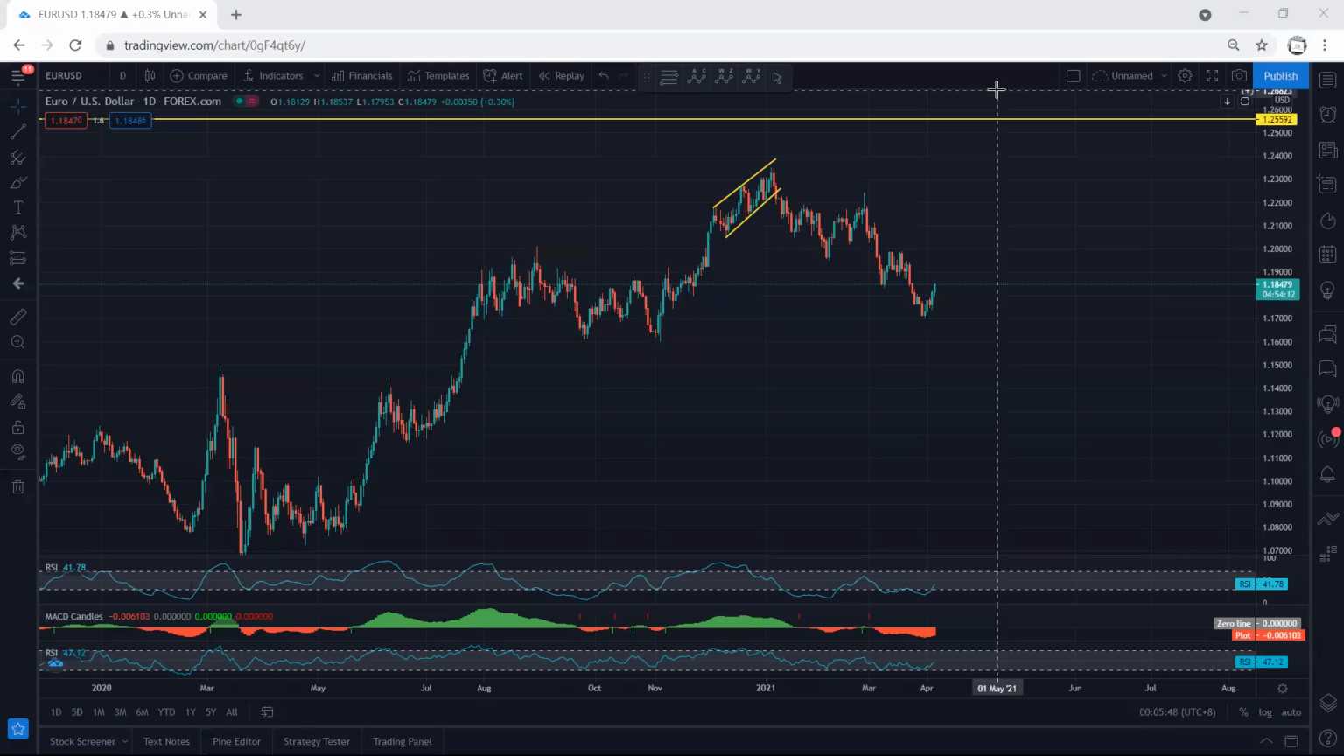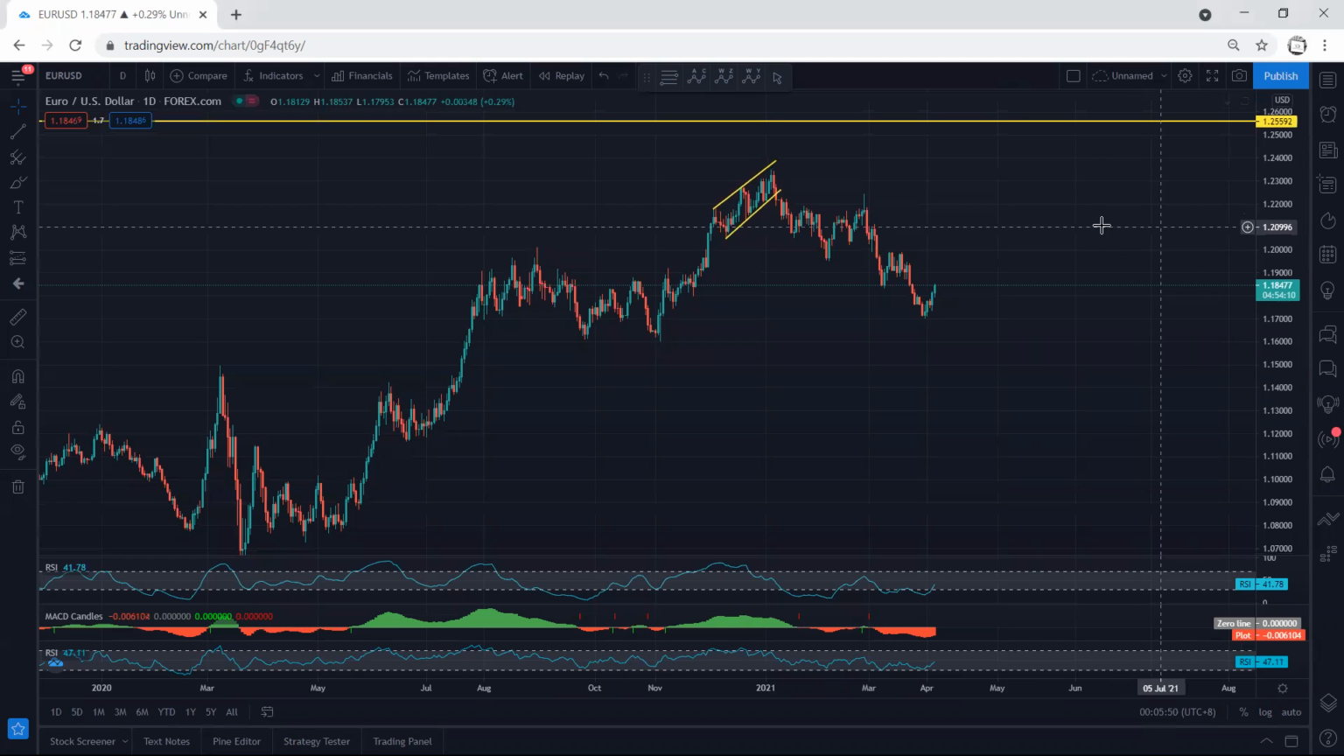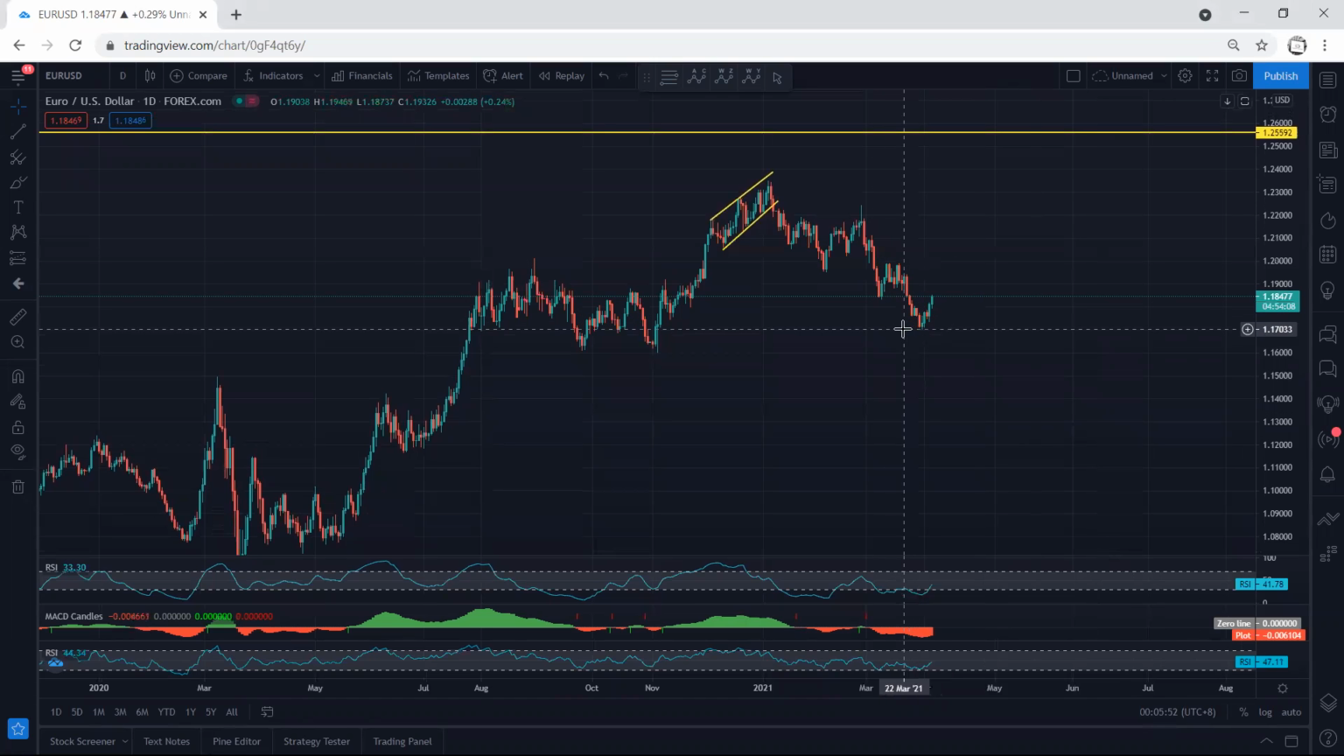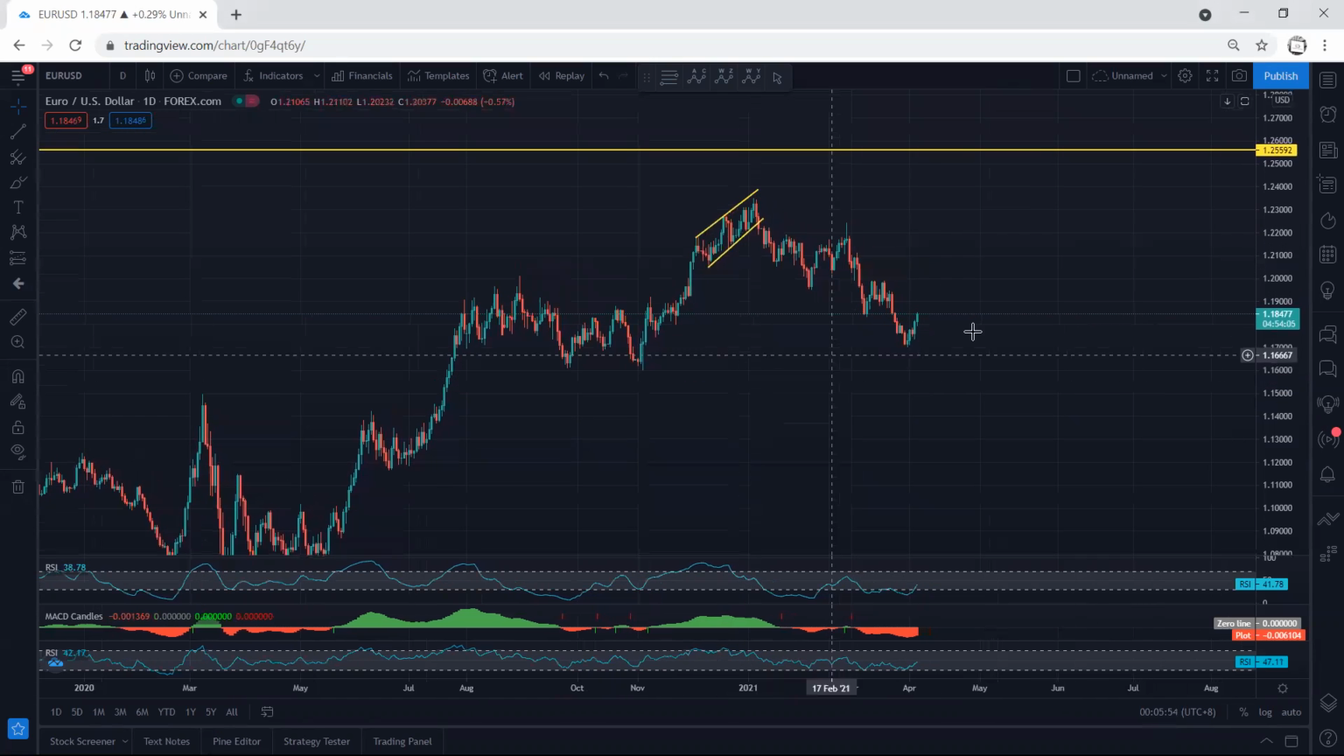EUR/USD, we start with the daily chart. As we can see, the price dropped, but the price couldn't break the previous low. Now the question is whether this is the start of the reversal after we get this correction, or whether this one can turn to any of these for one more drop. That means, how deep can this one go?